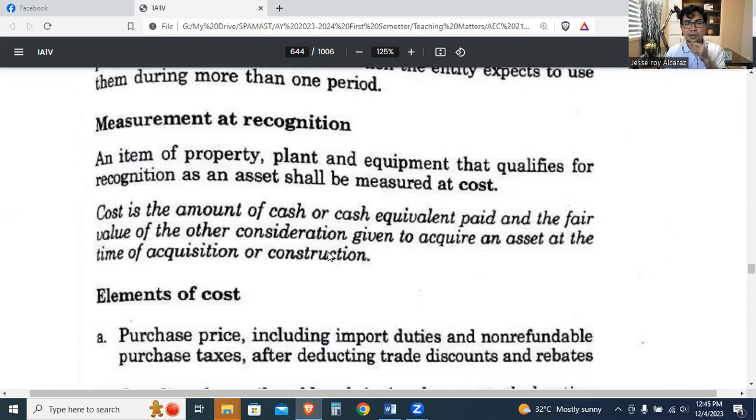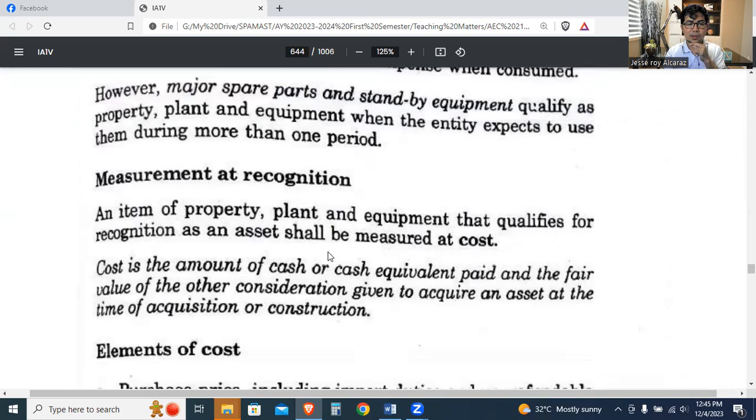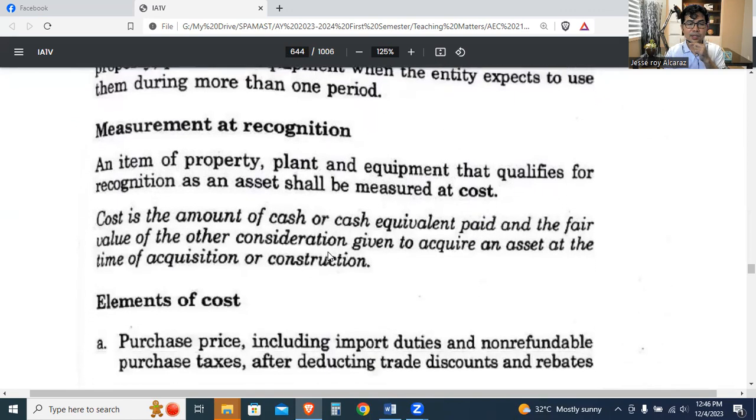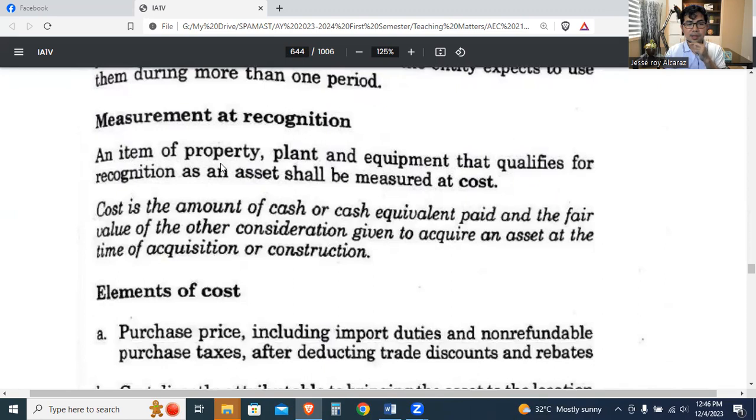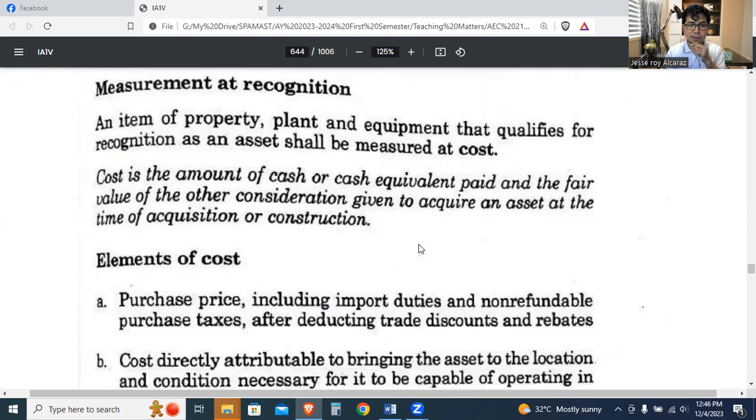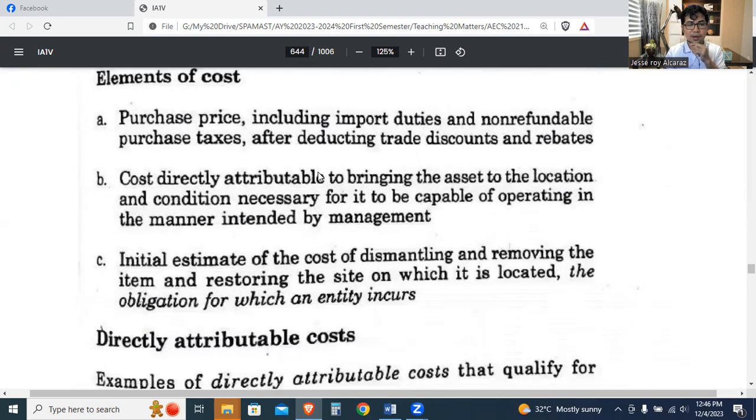Okay, measurement at recognition. So now we know when to recognize the spare parts. And for property, plant, and equipment, an item that qualifies for recognition as an asset shall be measured at cost. Okay? So, it is at cost. What does cost mean? It means the amount of cash or cash equivalent paid and the fair value of the other consideration given to acquire an asset at the time of acquisition. Okay? So, there are three elements of the cost.